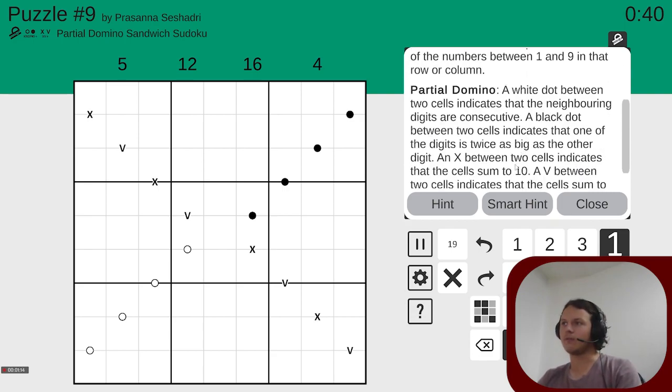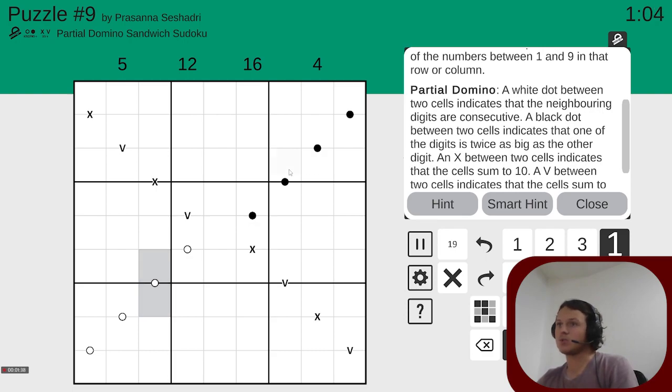Partial domino, we have also seen this before. A white dot, so this dot right here, between two cells, indicates that the neighbouring digits are consecutive. So let's say this is a 6, this has to be a 7. Or that's a 6 or a 5, because those two are now consecutive. Pretty straightforward. And it's only partial, so it means not all of the white dots are given.